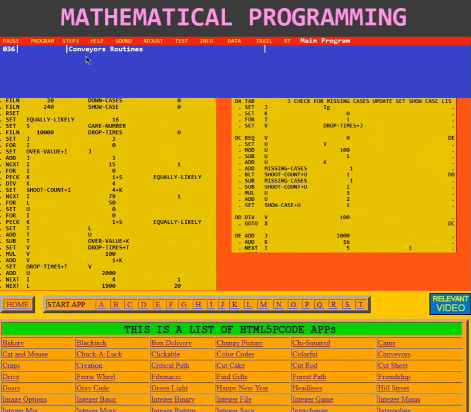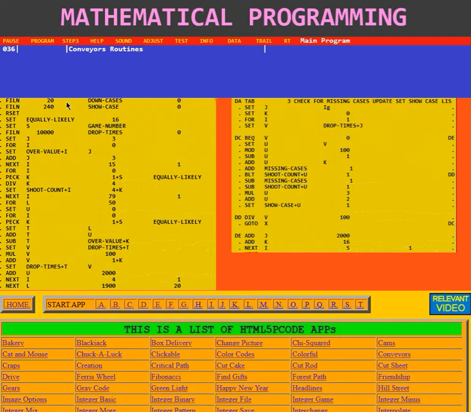This is the video for conveyors routines. I'm going to go over two routines, one here on the left and one on the right. We'll start with the one on the left. It's the one that initializes the game.